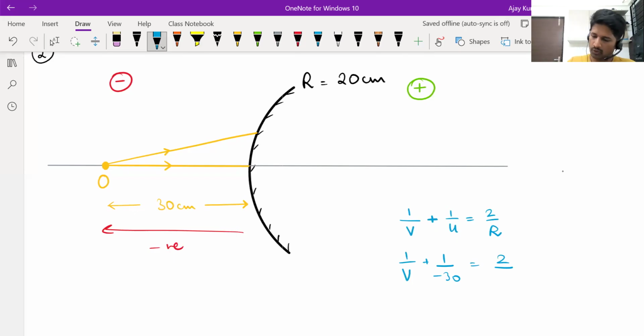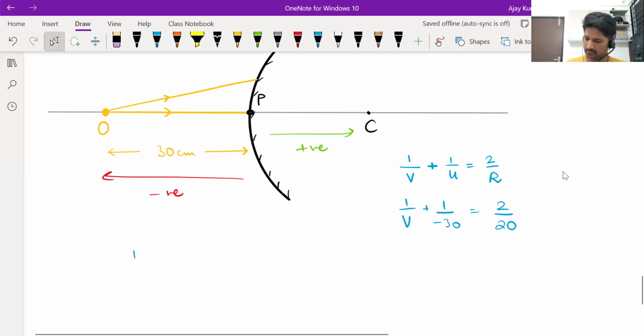Radius is from the pole. Okay. We can mark the pole here, to the center of curvature. Clearly, the center of curvature of this surface is on this side. And this side is the positive side. So radius will be taken plus 20 this time. That's all. Send the 1 by 30 that side.